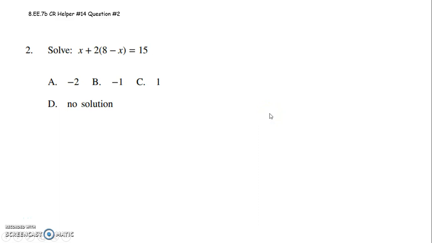All right, 8th graders, this is to help you with question 2 on CR number 14. It involves solving an equation. I'm guessing the next unit that you're going to be studying involves solving equations, so your teachers are reminding you how you solved equations last year as 7th graders. So let's take a look at solving this equation.